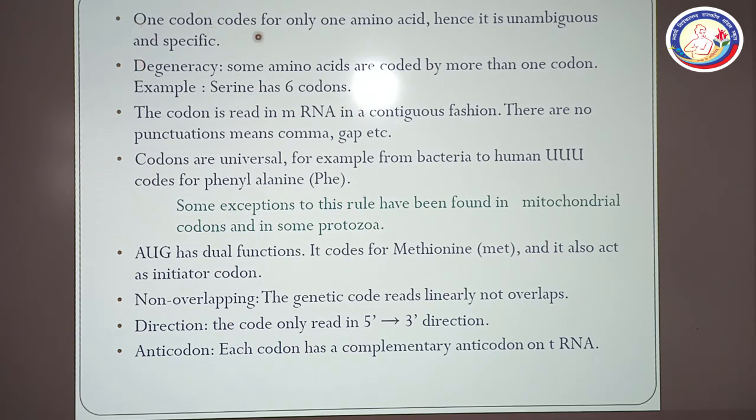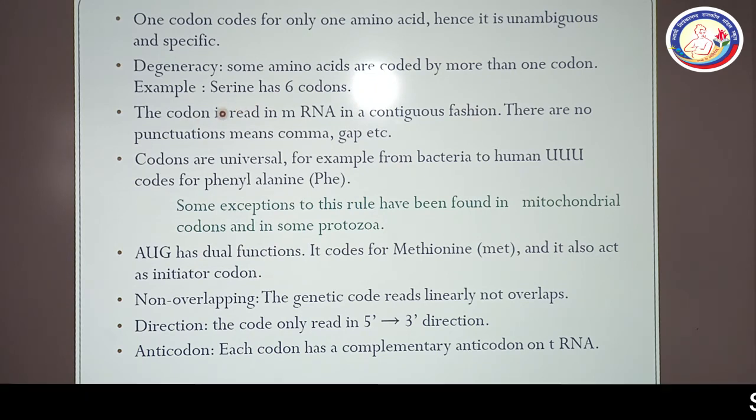One codon codes for only one amino acid, hence it is unambiguous and specific. Degeneracy, what do you mean by degeneracy? Some amino acids are coded by more than one codon. You can see serine, it is coded by 6 different types of codons.